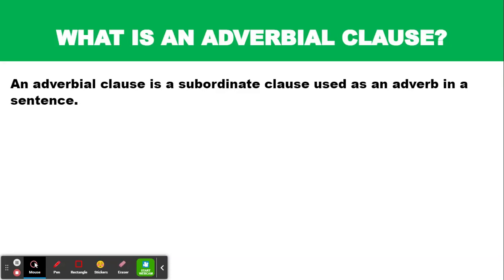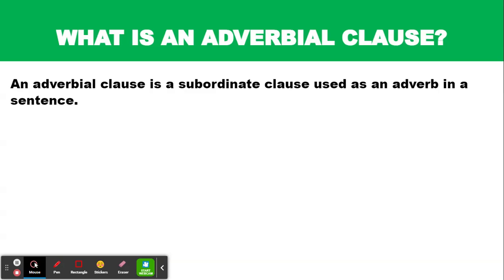Of course, you know that there are three basic types of clauses. You have the noun clause, the adjectival clause, and the adverbial clause. And today we are specifically looking at the adverbial clause. It is a subordinate clause used as an adverb in a sentence.